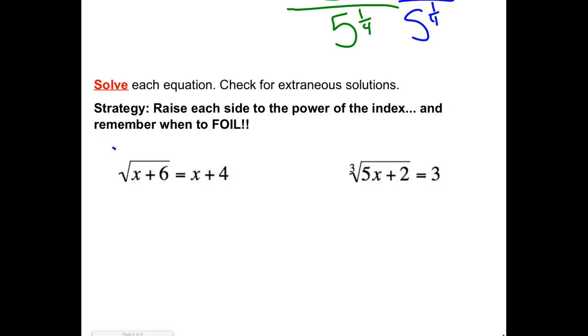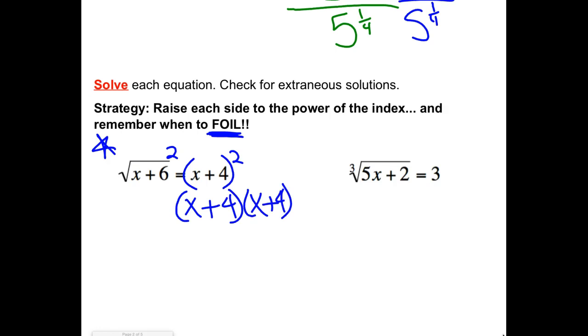Now this one right here is something special. If I have a square root, I'm going to square this side. And reminder, on this side, that means I have to square this side. Now that I have a square and everything's being squared, reminder, that means we're going to FOIL it. So to FOIL it, that means I'm going to rewrite this and I have 2 of them. Okay, so we're going to FOIL those.